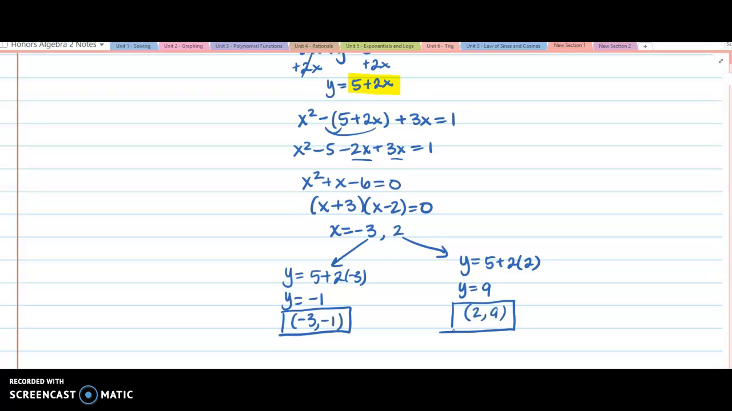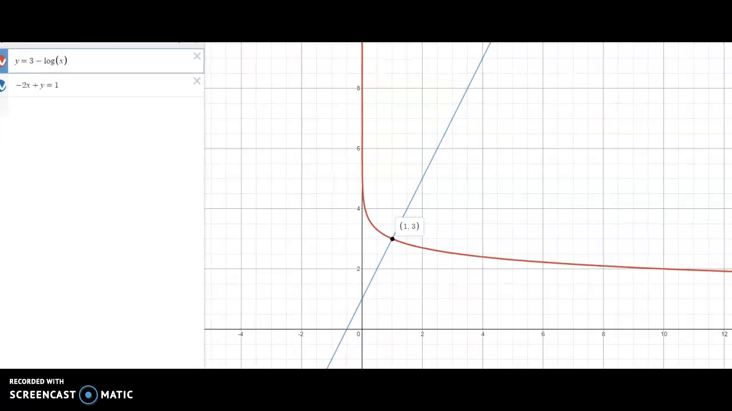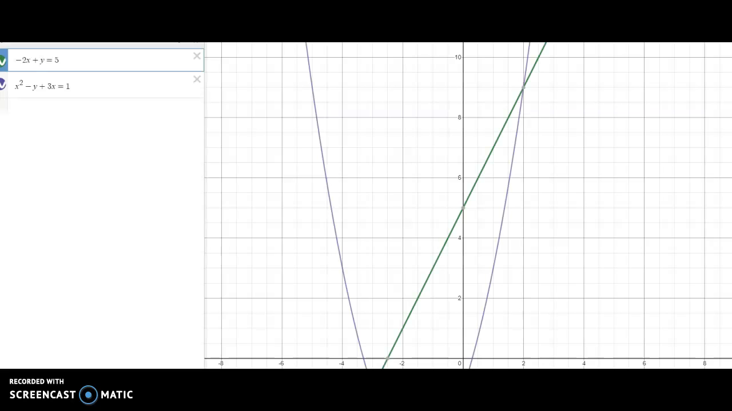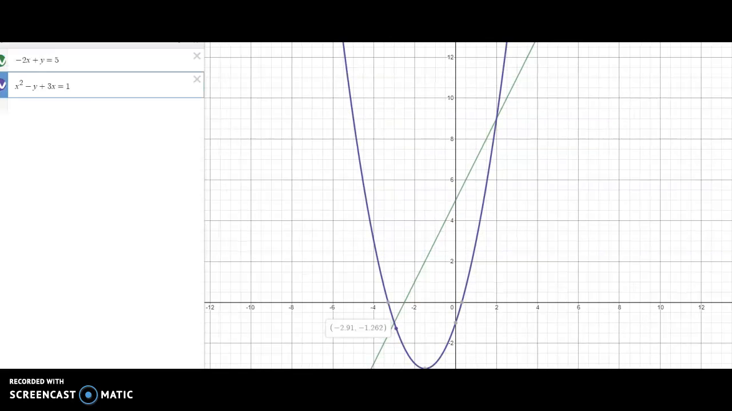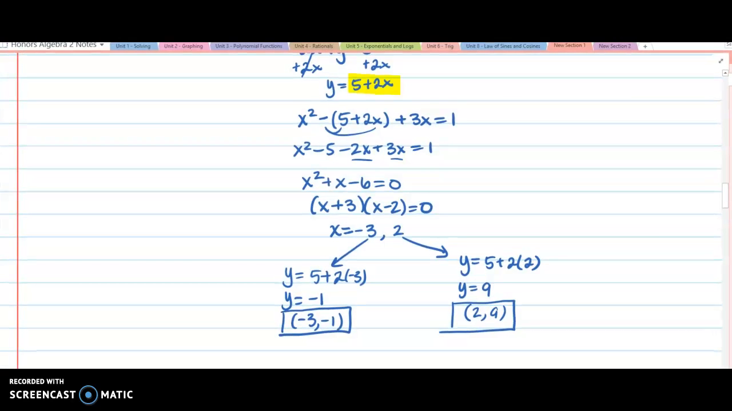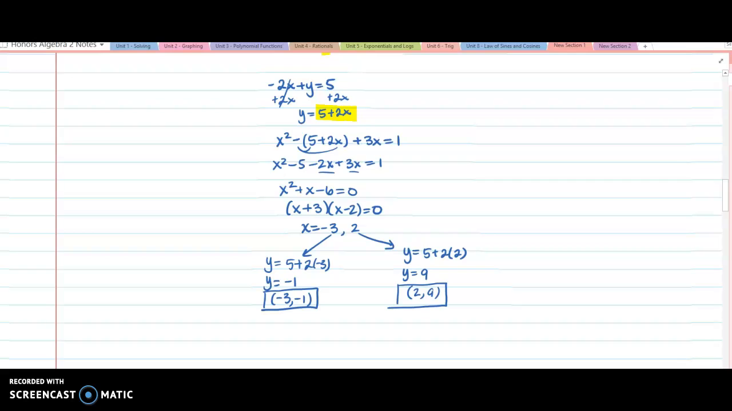If I look at the graph of this, I think I have it graphed already. Here it is. You can see your two solutions at negative 3, negative 1, and positive 2, 9. So got the quadratic and the linear intersecting twice. All of these you can check by graphing on Desmos or on your calculator to make sure you're doing the algebra correct.